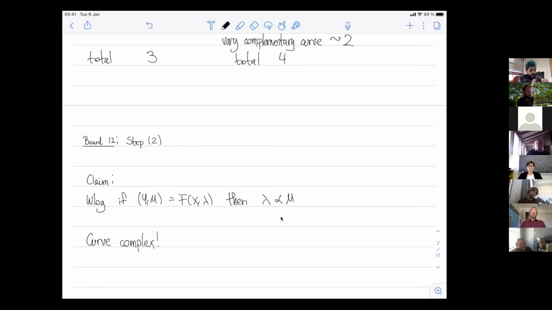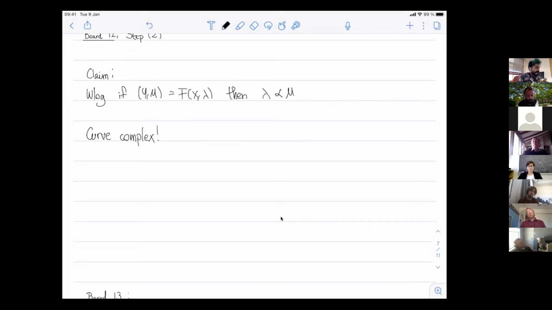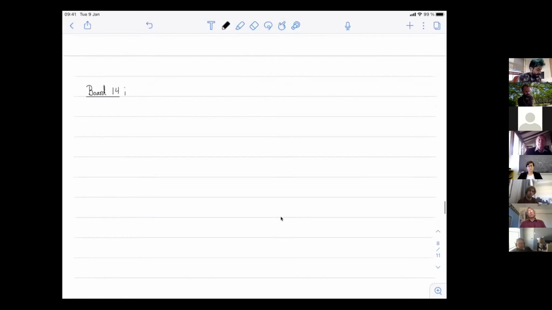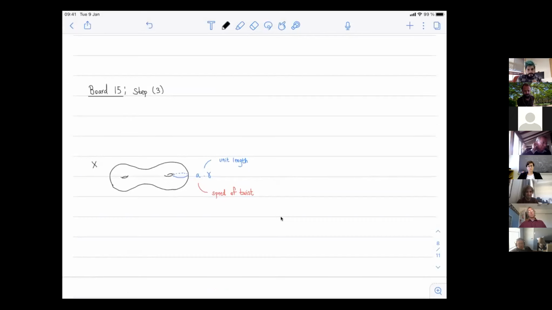But this is also a fun step. I'm happy to tell you more afterwards. It's kind of funny how you use the curve complex. What you use is that any automorphism of the curve complex must come from a homeomorphism, which is a result of Ivanov. But then let me skip ahead and tell you a bit about periods. The only thing I want to tell you about periods is that periods are very easy to compute.